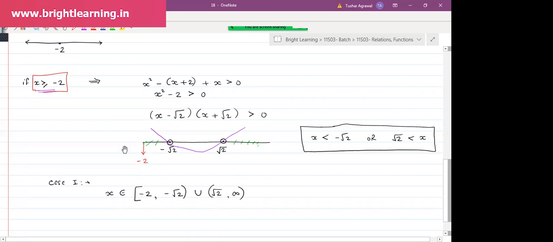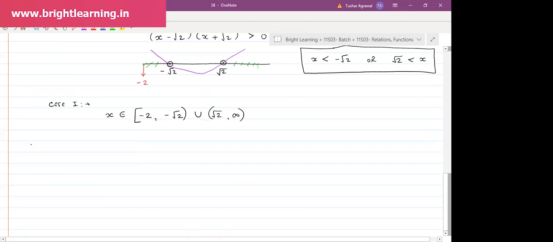Okay, and now case 2. Case 2, if x is less than minus 2, then the function becomes x square minus modulus of x plus 2. What is modulus of x plus 2? It is x plus 2 with a complete negative sign. So this becomes plus. And in the end, plus x is already there. So this is the function.